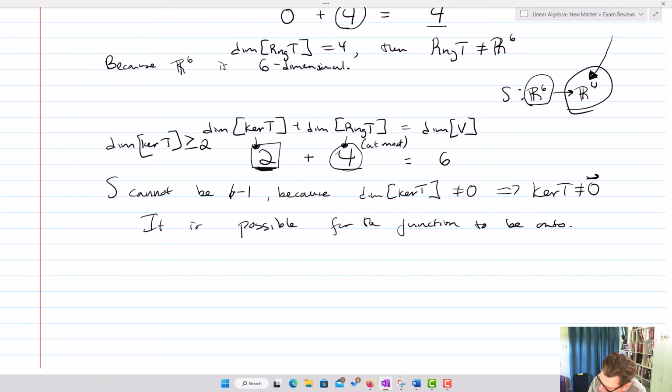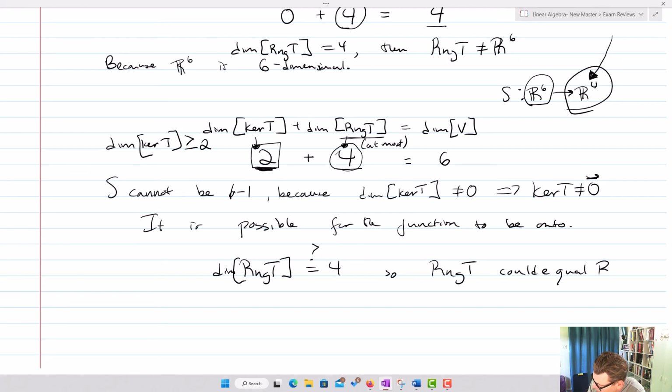And the reason why it's possible for the function to be onto is because we could potentially have the dimension of the range of T equal 4, possibly. So the range of T could equal R4. Something really important to get here. Don't trip here, okay? You want to hear this.